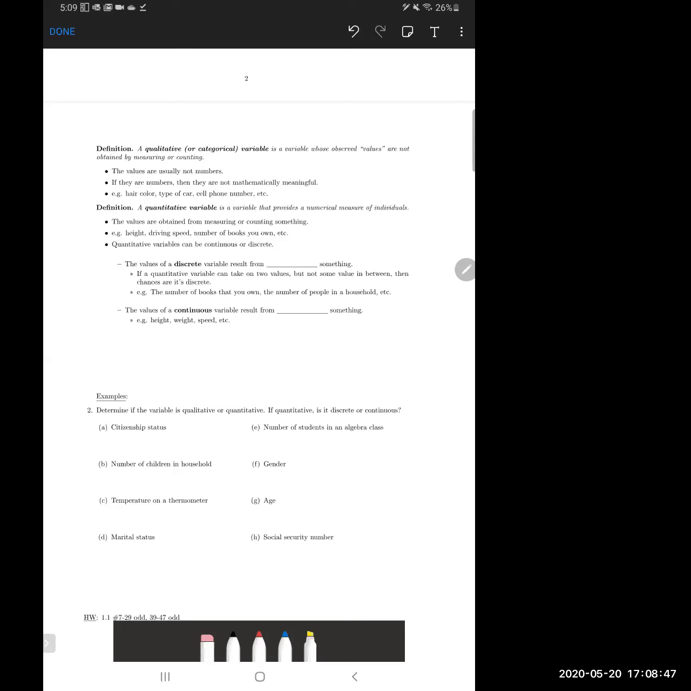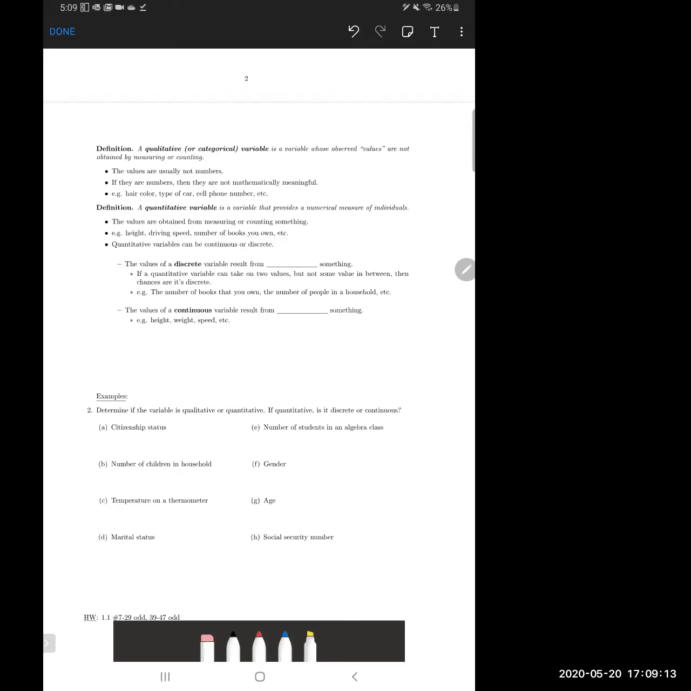A quantitative variable, on the other hand, is a numerical measure. It's a value that you get by either measuring or counting, right? So examples of quantitative variables would be things like someone's height, you measure that. Someone's driving speed, you measure that. The number of books that someone owns, you count that. So these are all quantitative variables.